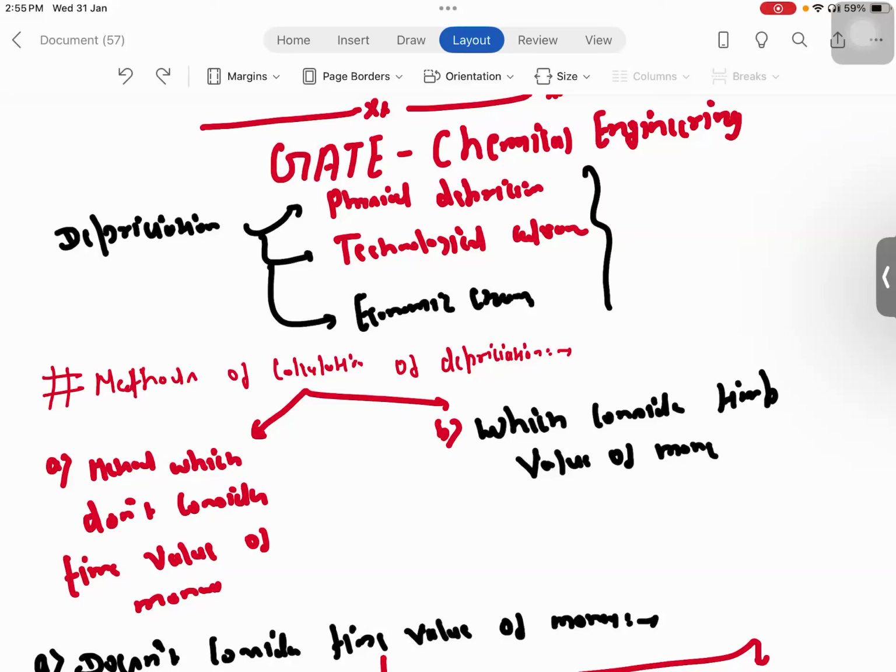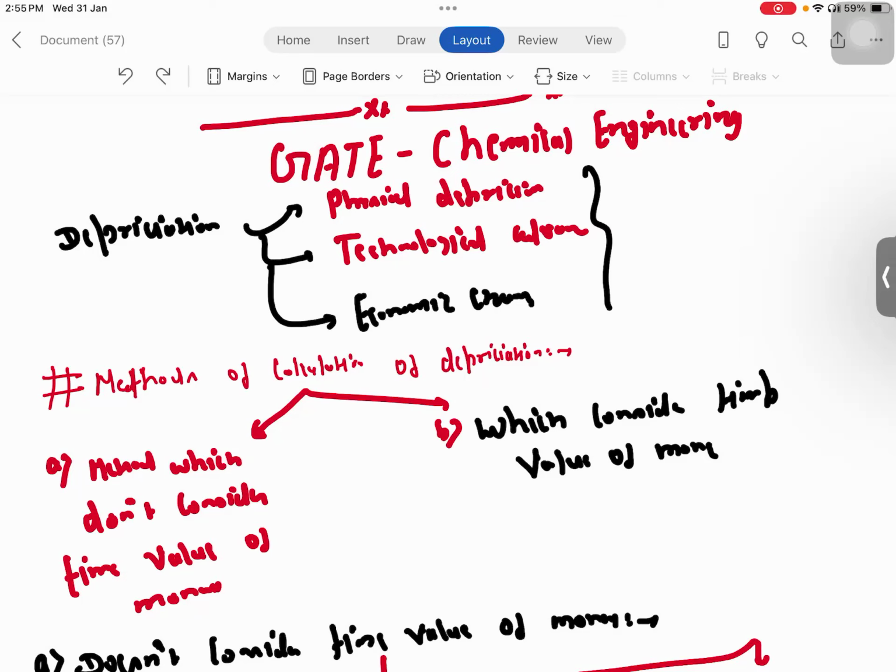the value of instruments or assets decreases with time, and the decrement in the value of assets is called depreciation. There may be several reasons associated with depreciation, but I have categorized three main important reasons that constitute depreciation. The first one is physical depreciation, the second is depreciation due to technological advancement, and the third is economic sense.